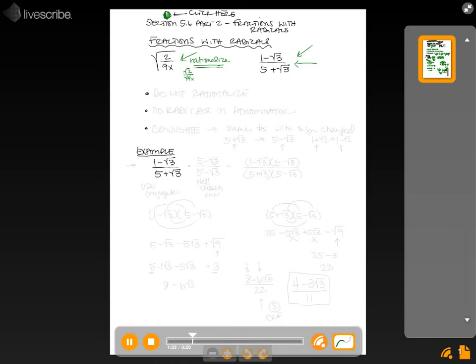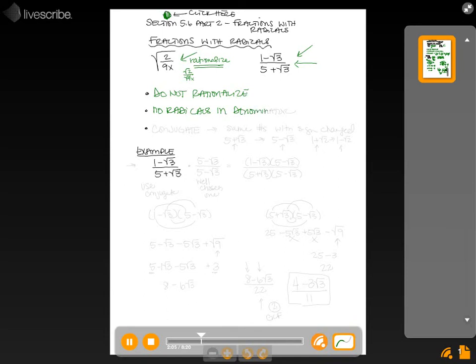Okay? So we got 3 bullet points here. First bullet point is do not rationalize. Okay? It is not just one thing in the denominator. You have two unlike terms in the denominator, so you cannot rationalize it. Do not rationalize these. The second bullet point, remember we said that there's no radicals in the denominator when we were talking about rationalizing. That rule still applies.